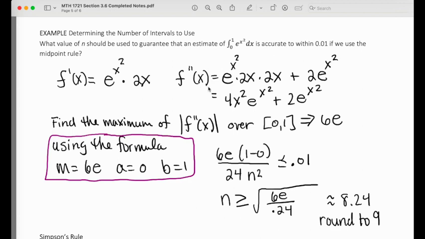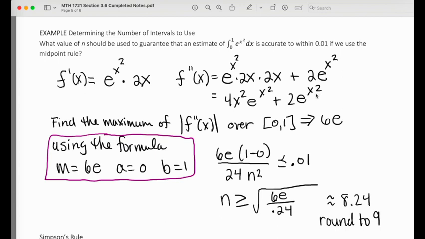Now, when we take the second derivative, I'm going to have to use the product rule. So when I take the derivative of this, I'm going to use this as my first function. I'm going to take the derivative of e to the x squared, which we know is e to the x squared times 2x, and I have to multiply it by this function here, 2x. So I have e to the x squared times 2x times 2x. Now I have to add the derivative of the second function times the first. The derivative of 2x is 2, and then I multiply it by e to the x squared. And when I combine this 2x with this 2x, I get 4x squared e to the x squared plus 2e to the x squared.